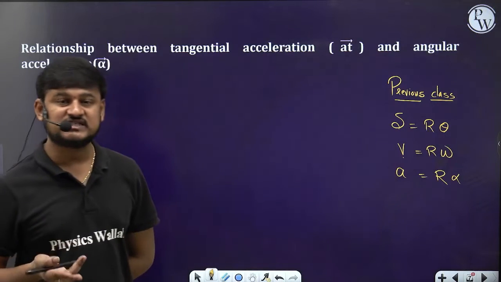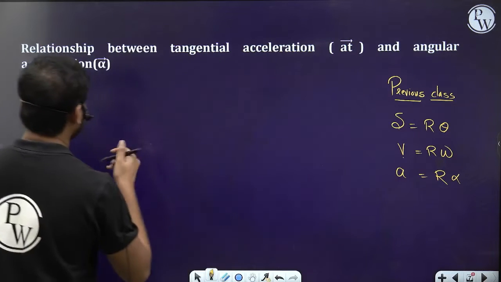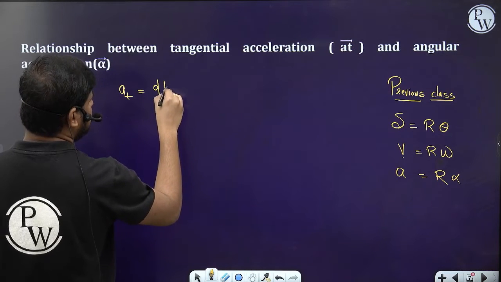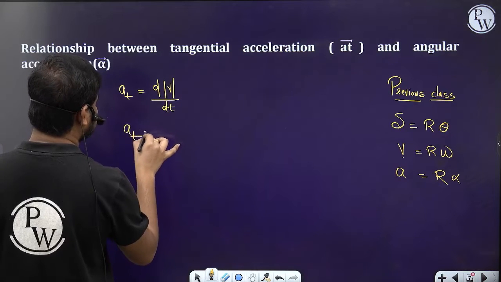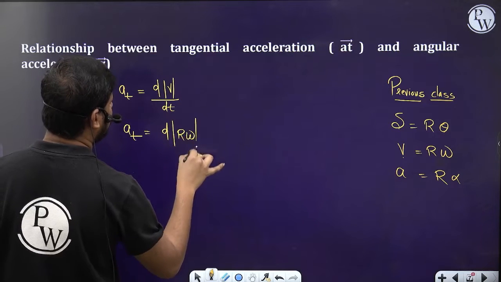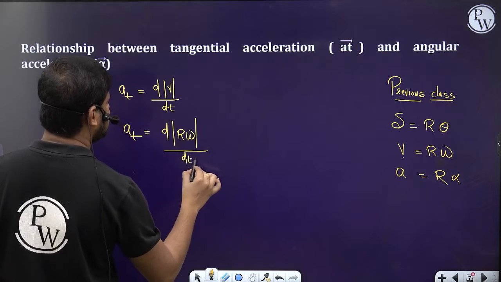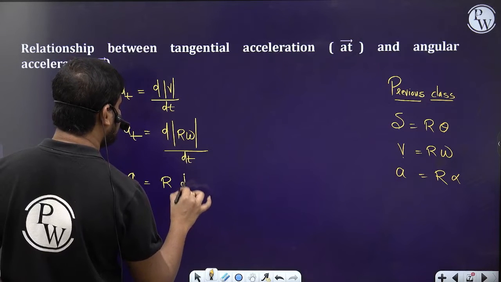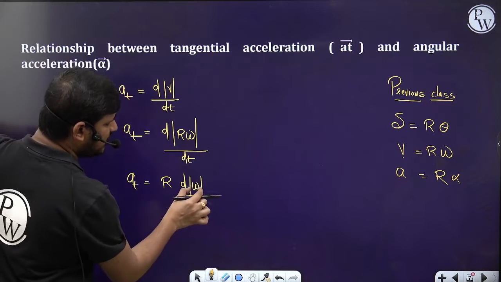We have two types of accelerations, right? Centripetal or tangential. Which one? Then let's see. I am taking the tangential acceleration, which is equal to dv by dt. In place of v, we can write r omega, so d of r omega by dt. So AT is equal to, r is the constant, take it out, so d omega by dt. So what is d omega?